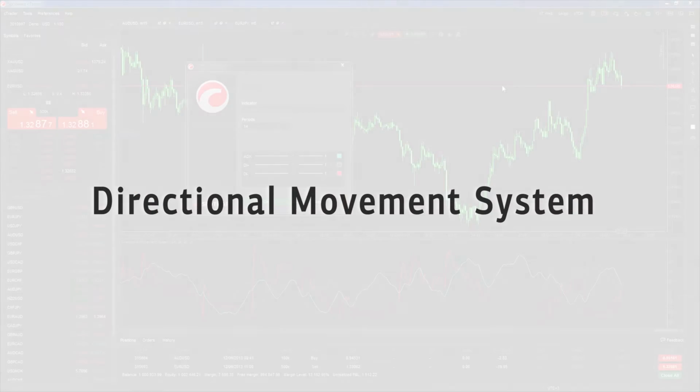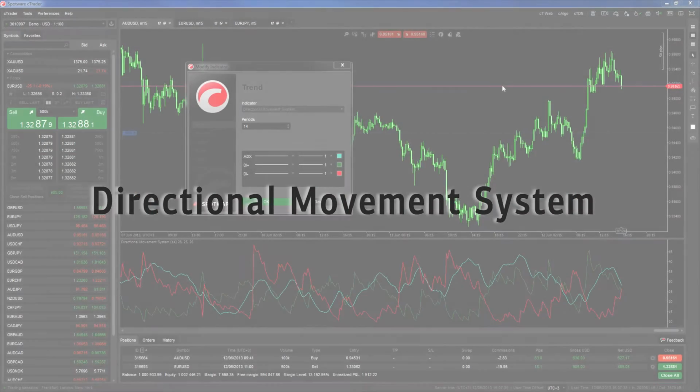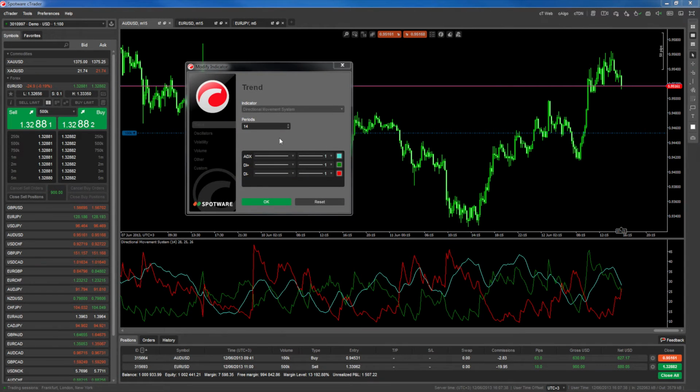The directional movement system is a trend indicator consisting of three lines: the average directional index in blue, the positive directional indicator which we have here in green, and the negative directional indicator which is red. The three lines are used together to determine the existence, direction, and strength of a trend, and to identify trend reversals and trigger buy or sell signals.